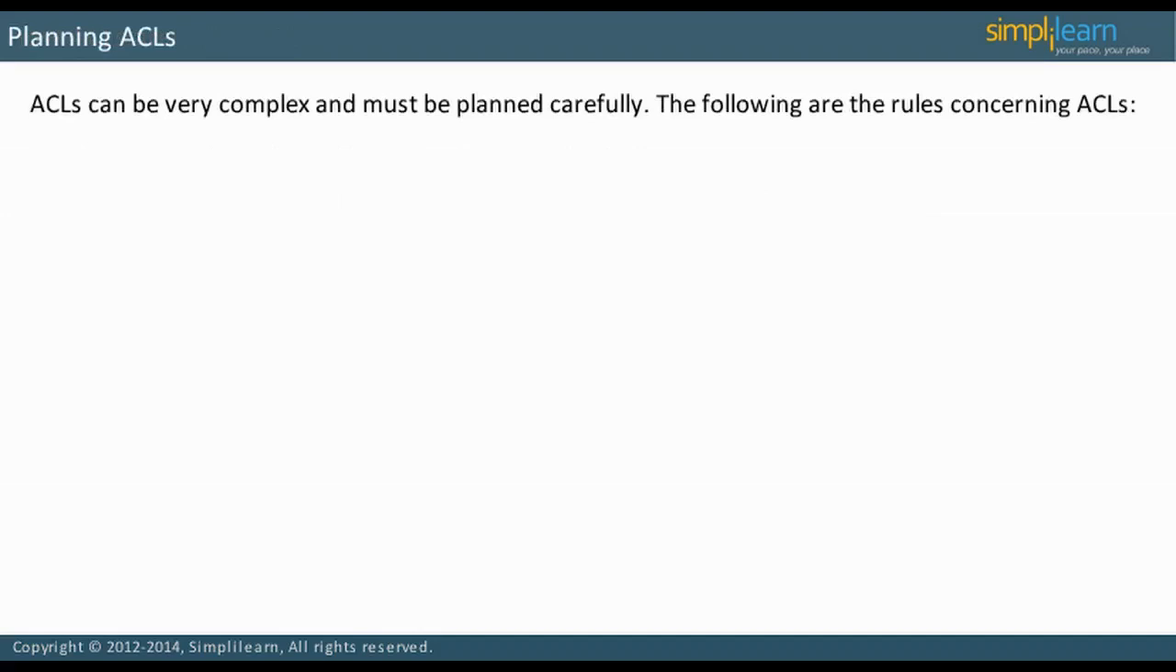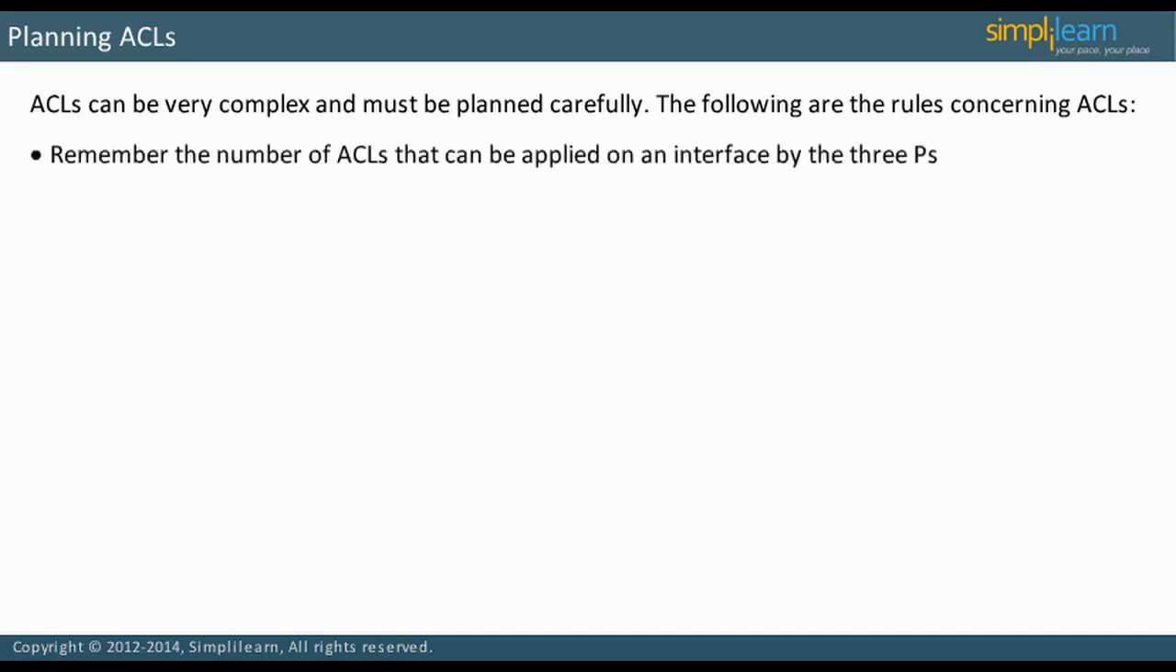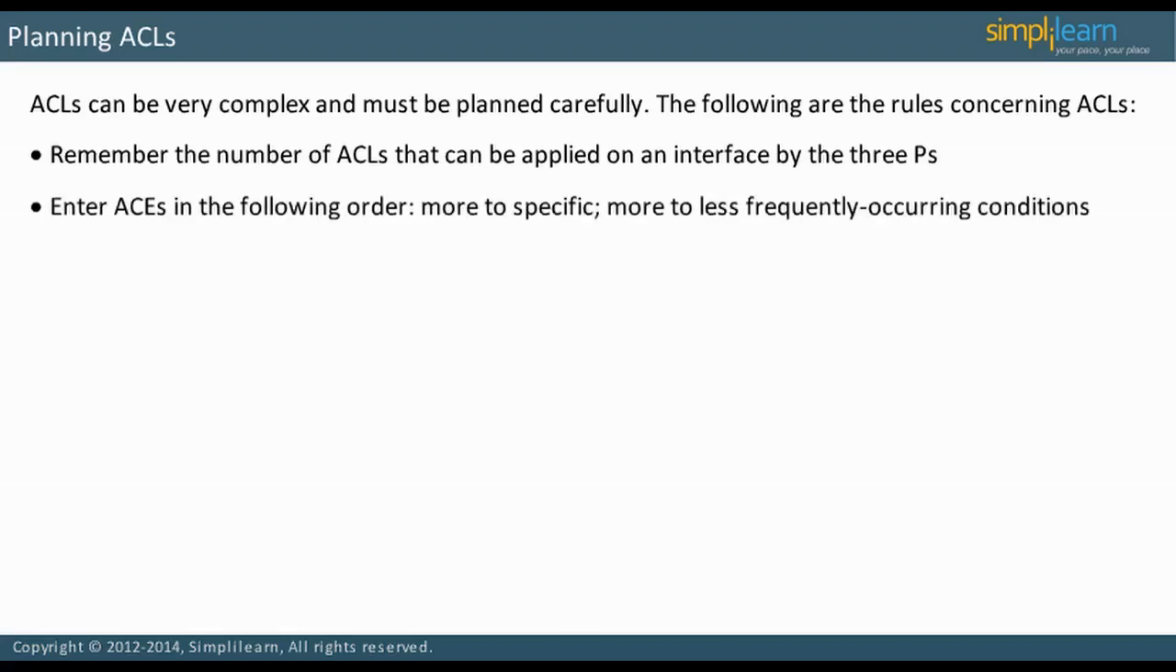You have learned many rules concerning ACLs. These rules are complex. This means that you must plan ACLs carefully. Remember how many ACLs can be applied on an interface by the 3 Ps: 1 ACL per protocol, per direction, and per interface. Enter ACEs in a deliberate order. A more specific ACE should come before a less specific ACE. For example, an ACE with a /24 subnet should be configured before one with a /8 subnet, all other considerations being equal. Enter ACEs in order from more to less frequently occurring conditions.